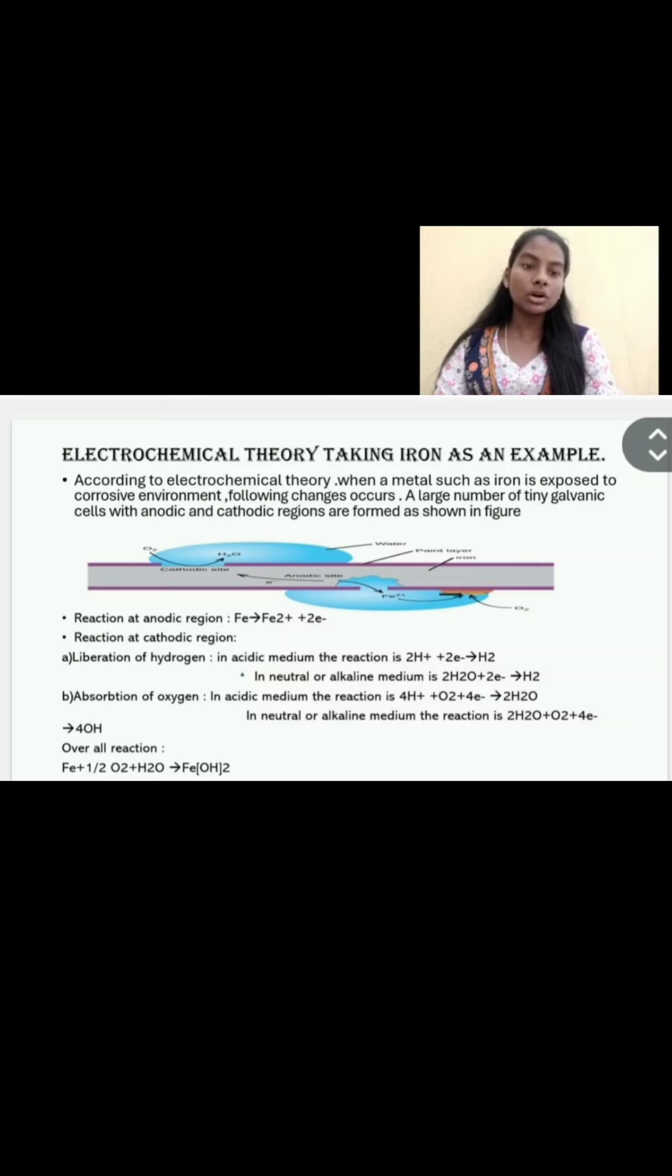In neutral or alkaline medium, it is 2H2O plus 2e- gives H2 plus 2OH-. For absorption of oxygen in acidic medium, the reaction is 4H+ plus O2 plus 4e- gives 2H2O. In neutral or alkaline medium, the reaction is 2H2O plus O2 plus 4e- gives 4OH-. Overall reaction: Fe plus 1/2 O2 plus H2O gives Fe(OH)2.